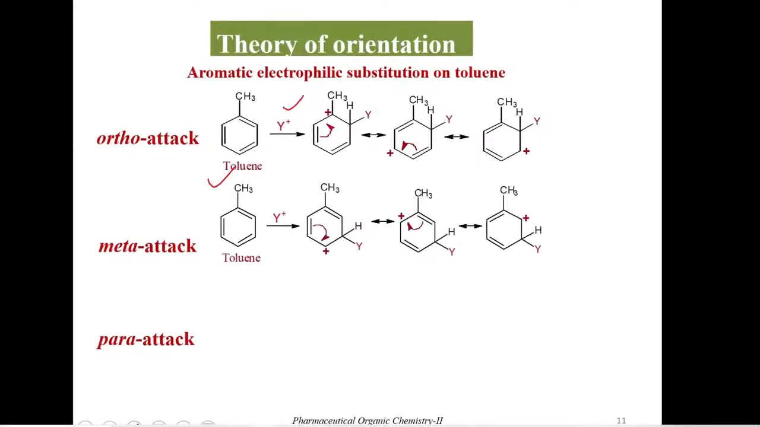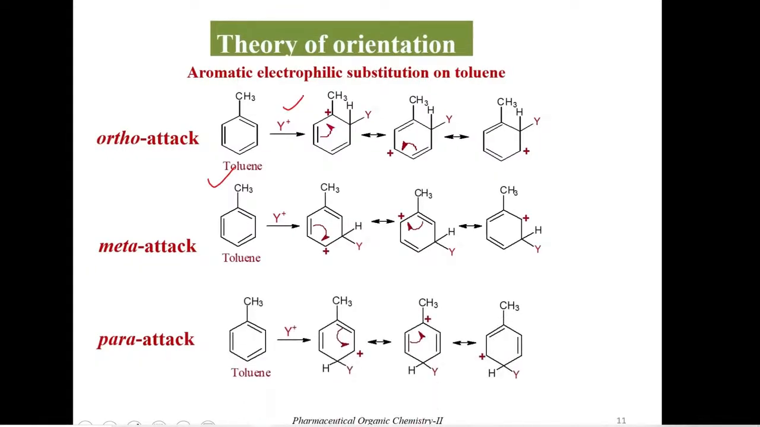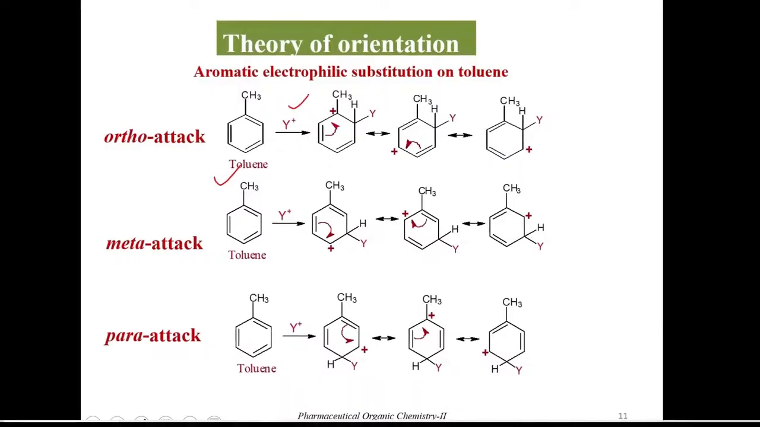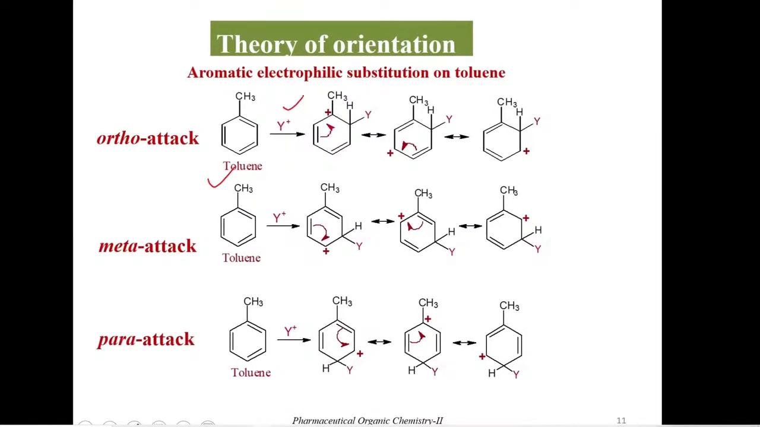Similarly, when an electrophile attacks at meta position as well as para position on the toluene ring system, the resulting carbocation structures are shown here. So in each attack, you can notice the resulting carbocation has three resonance structures. So which attack is preferred in case of toluene? That depends on the resulting carbocation structure.